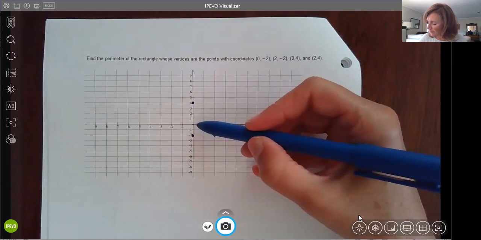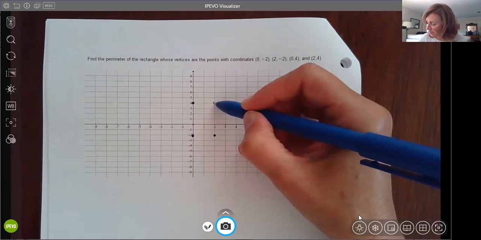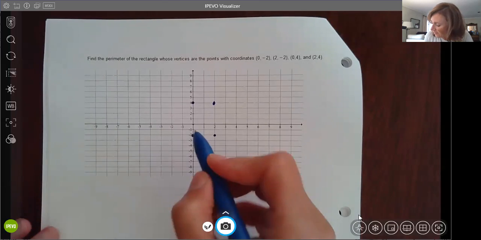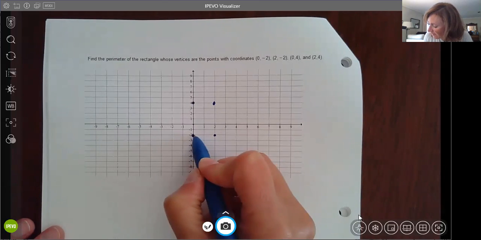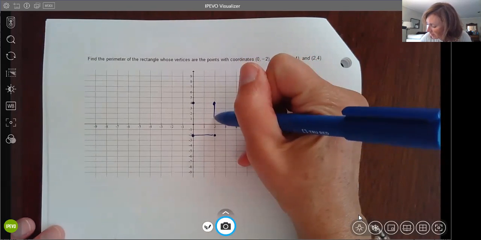And (2, 4) means go to the right 2 and then up 4. Okay, so did you get this nice, you can almost see it, right? This nice little polygon. It looks like a rectangle.